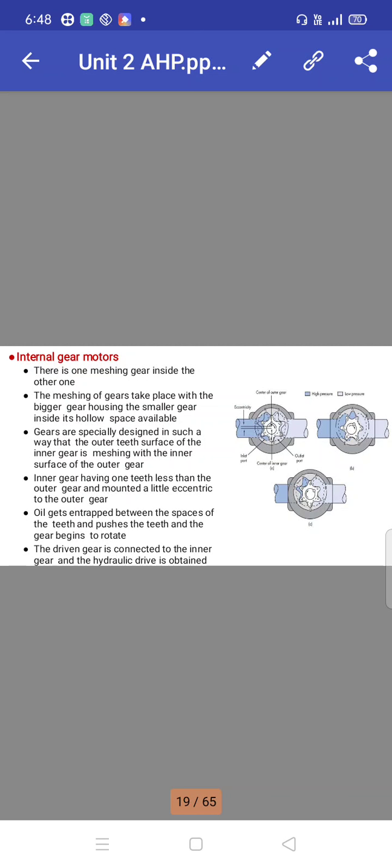The inner gear has one tooth less than the outer gear and is mounted a little eccentric to the outer gear. Oil gets entrapped between the spaces of the teeth and pushes the teeth, and the gear begins to rotate. The driven gear is connected to the inner gear and the hydraulic drive is obtained.